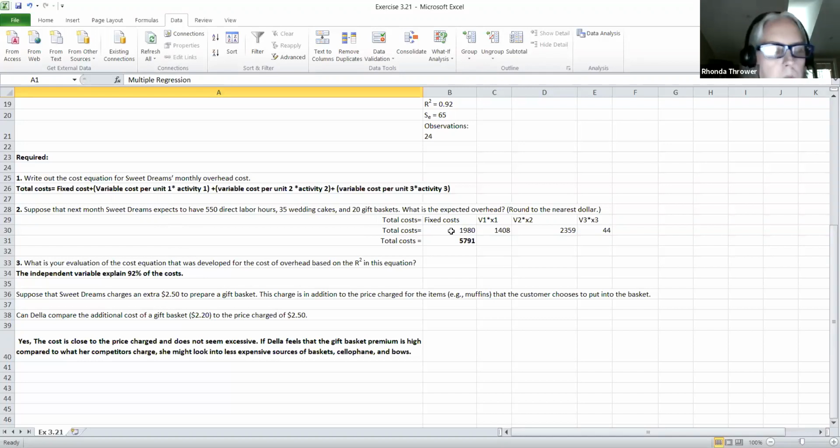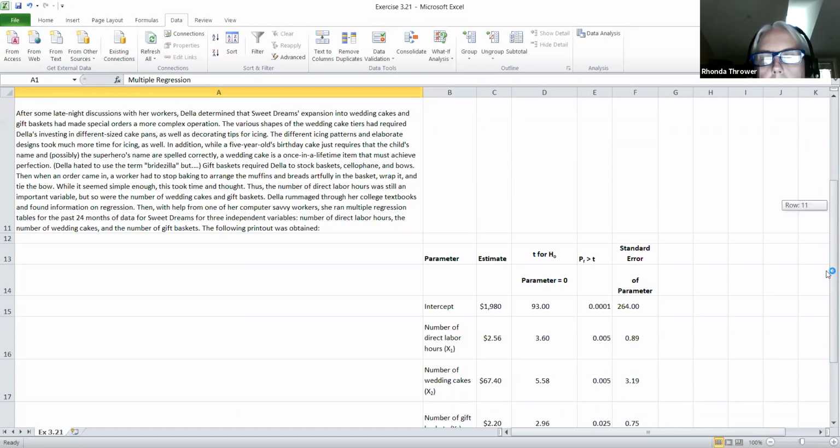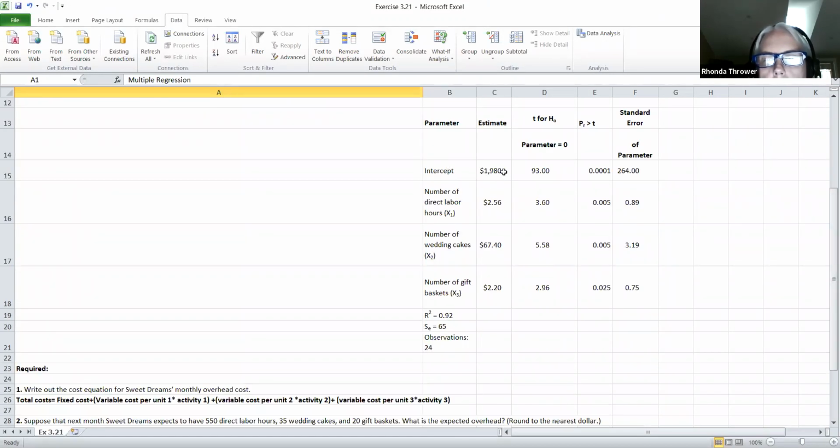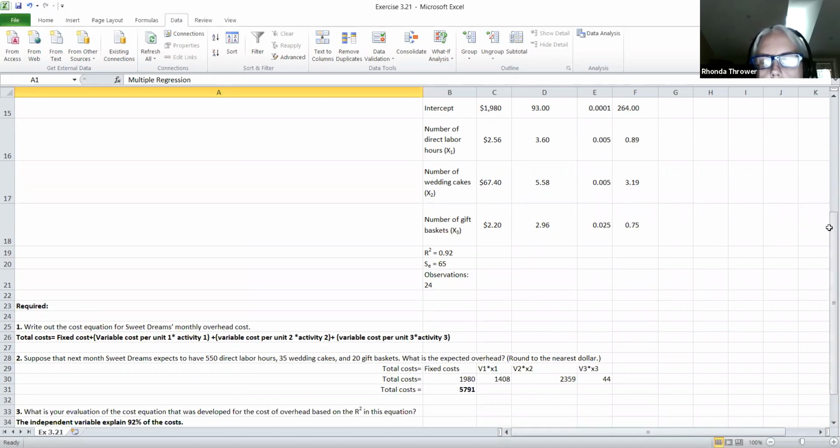I'm not an expert in Excel, so I just did the best that I could with it. So my total fixed cost was $19.80. I got that information. It was given in the intercept right here, $19.80. That's where I get the fixed cost. And the variable cost per unit for my direct labor hours was $2.56. So you have to calculate that.